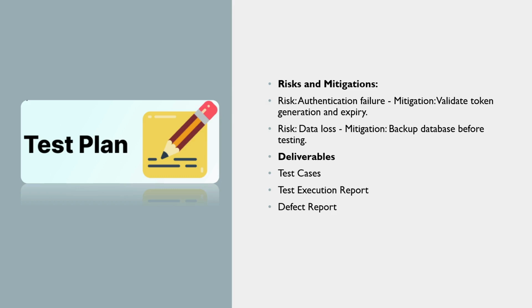We have included that there can be a risk of authentication failure, and our mitigation strategy will be validating the token. The next risk we can have is data loss, maybe, and our mitigation strategy will be backing up the data before testing. That will be our risks and mitigations. And as part of deliverables, at the end we will be delivering test cases, test execution report, and the defect report. Those will be our deliverables at the end of our functional testing.